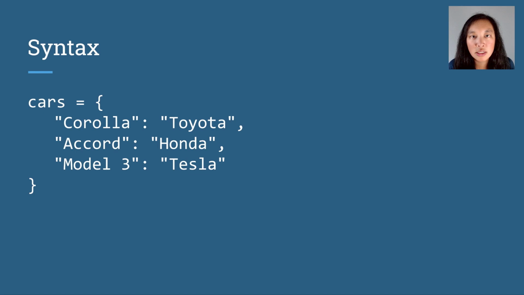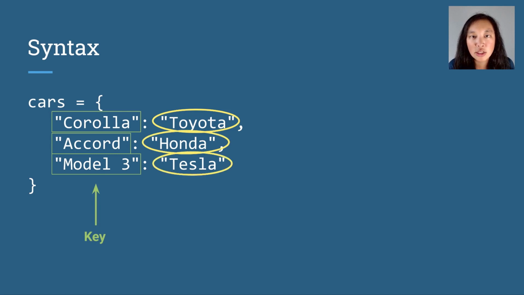Let's look at another example. Here we have cars equals curly brace, which again is how we make a dictionary. And then we have Corolla, Accord, and Model 3 as our keys. And we have Toyota, Honda, and Tesla as our values.